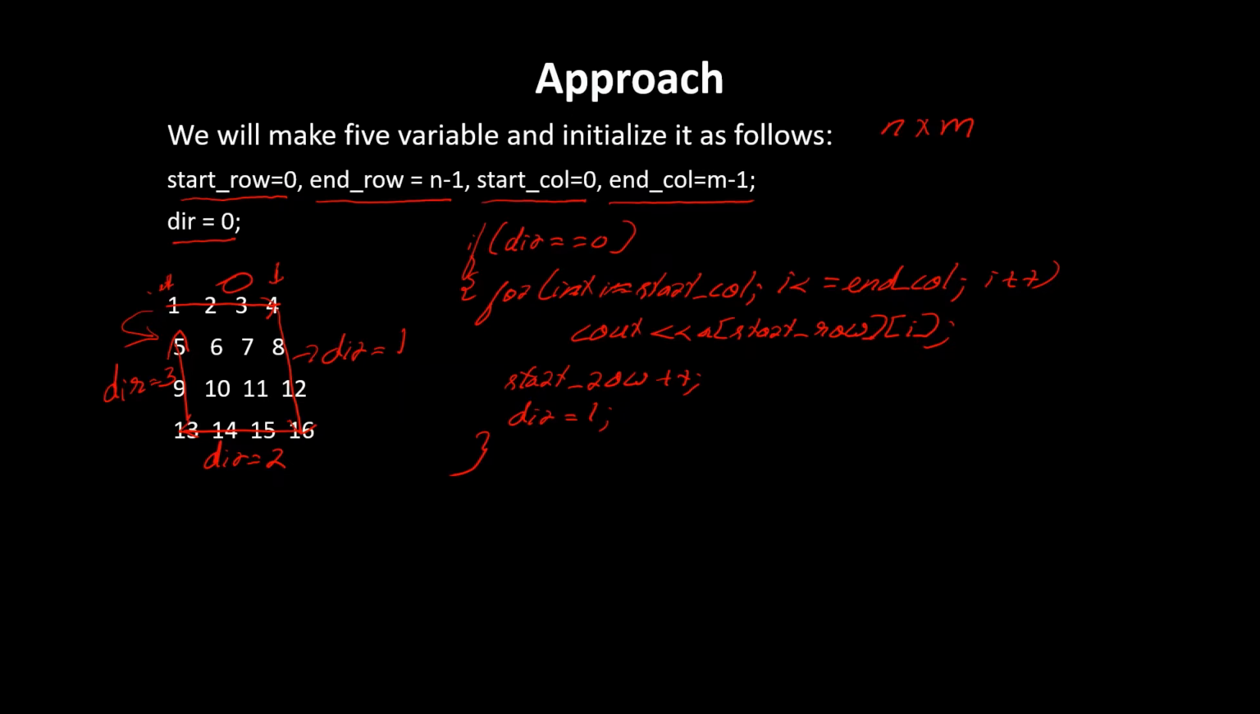So now let's see if direction becomes equal to 1. Here we have to print like this. So we have to start with the start row. Here start row will come and it will run till end row. In this we have a fixed end column and we have a variable row. So here we have to print a of i and end column.